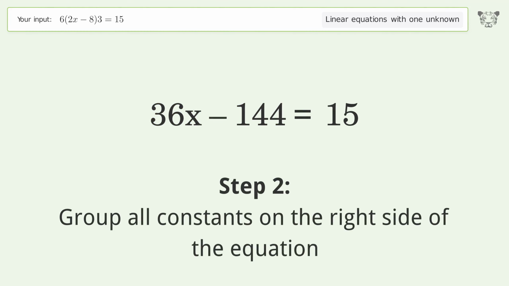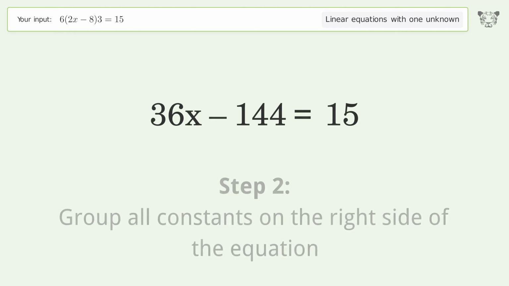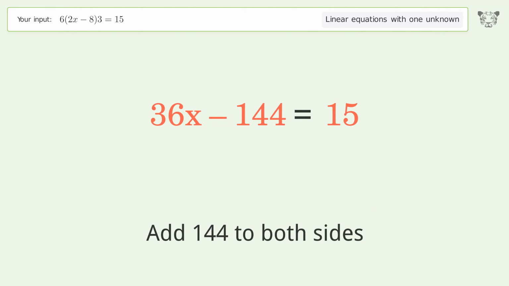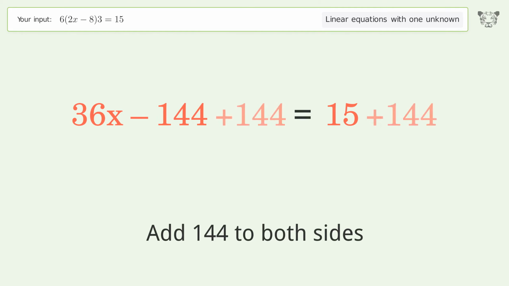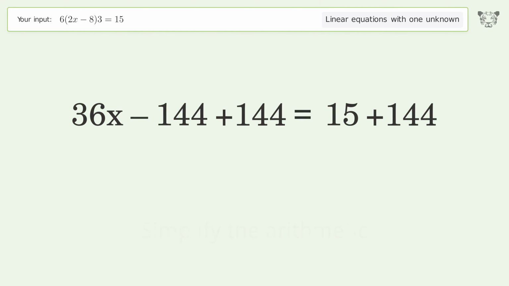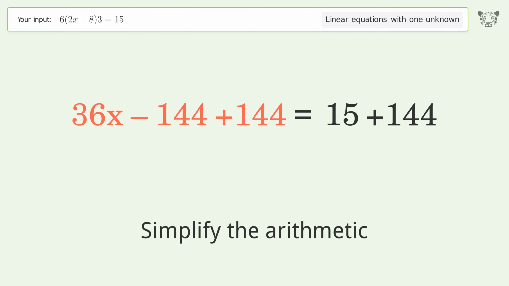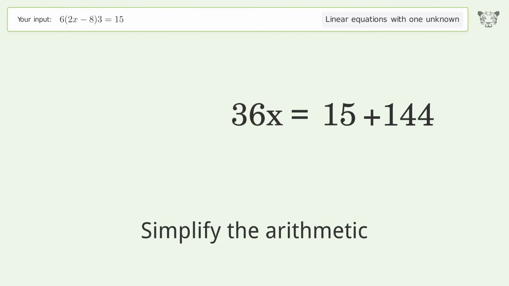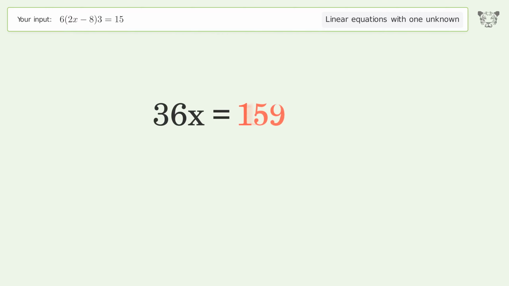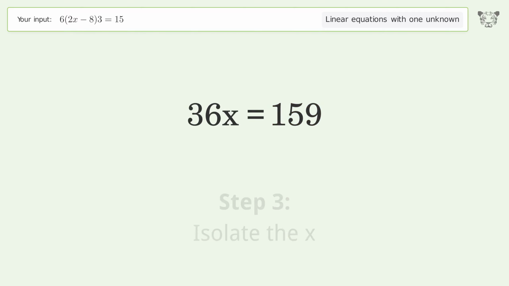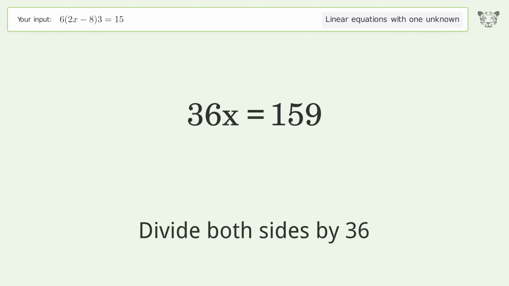Group all constants on the right side of the equation. Add 144 to both sides. Simplify the arithmetic. Isolate the x. Divide both sides by 36.